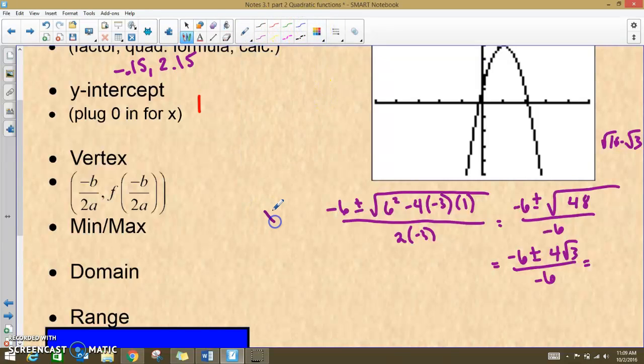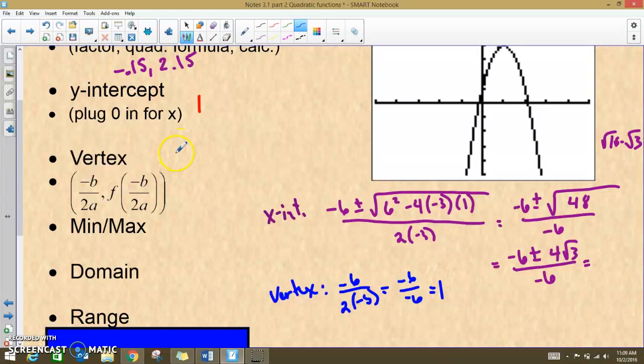So this was our x-intercepts here that we found. Okay, let's do our vertex. So first it's negative b over 2a. And so our b value was 6. So negative 6 over 2 times a, so 2 times negative 3, gives us 6 over negative 6, which reduces to a positive 1. That's going to be the x-coordinate of our vertex.